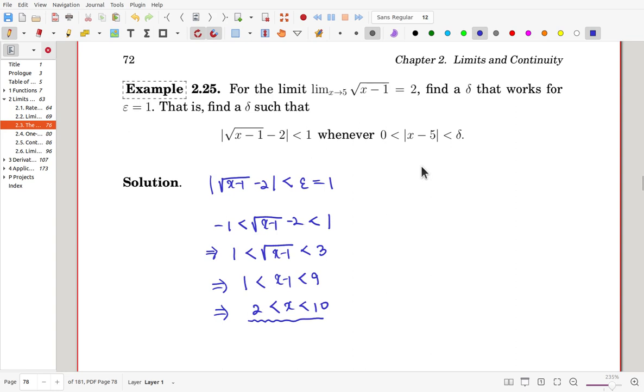But we want to find this form, so we have to make this form. Try to subtract 5, so that here we have minus 3, x minus 5, and 5.